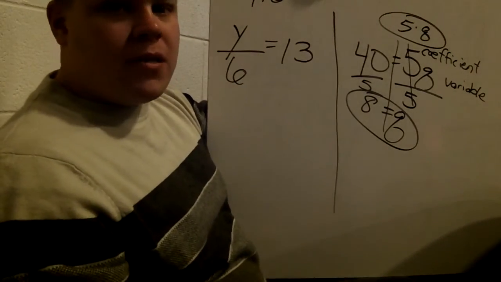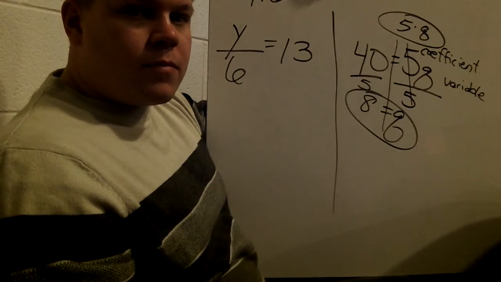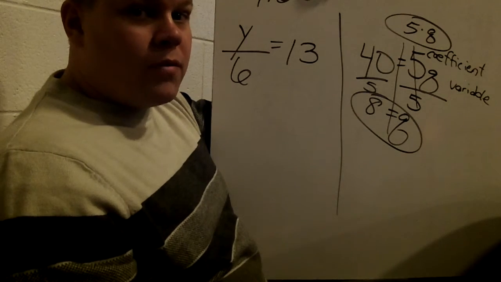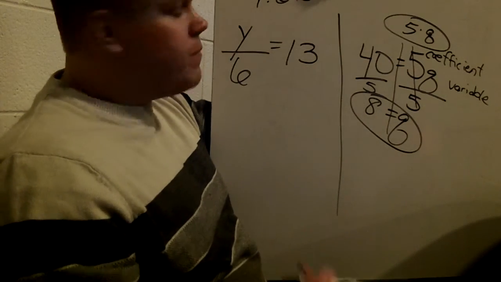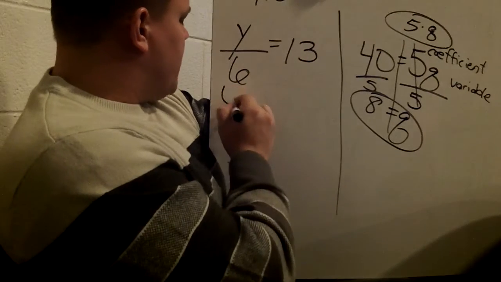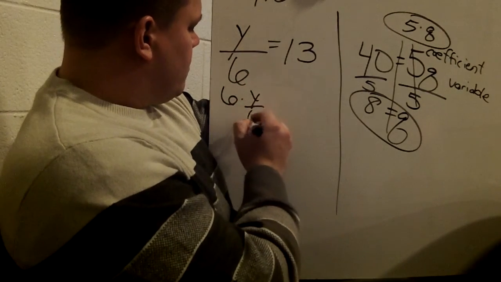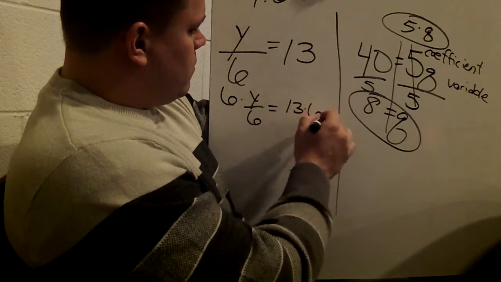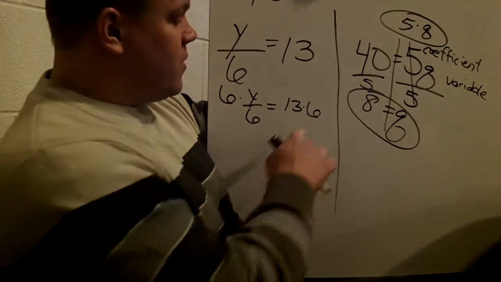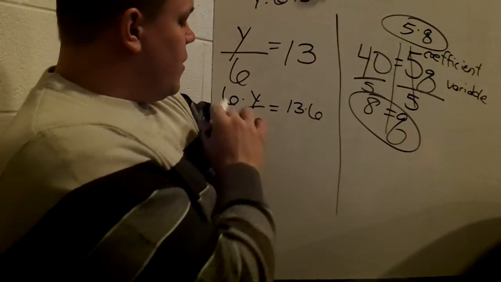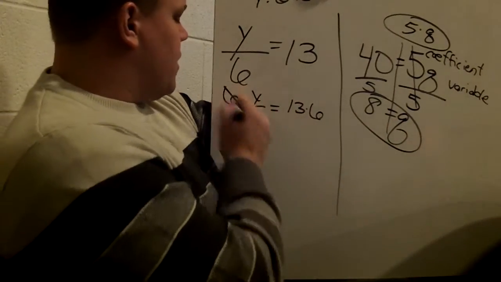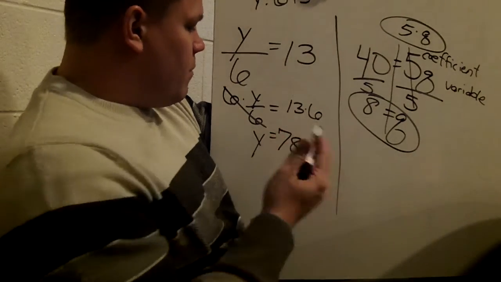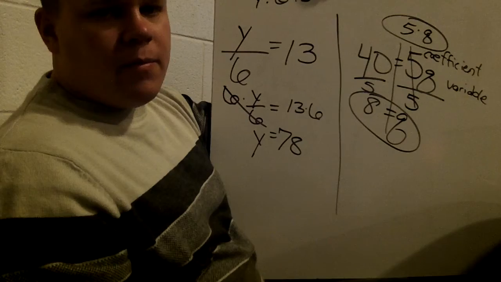What's the opposite of dividing by 6? Are you sure? Really? Okay. Multiply both sides by 6. And that maintains balance. Times 6, times 6. And these are meant to balance out. They're meant to cancel out. My answer is y equals 78.